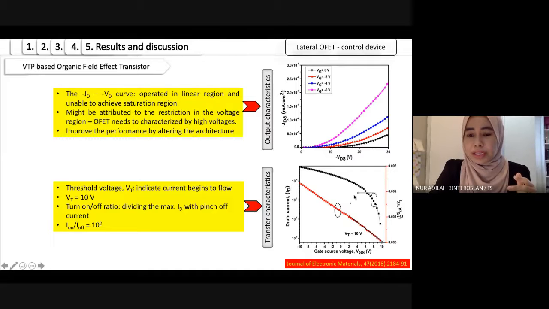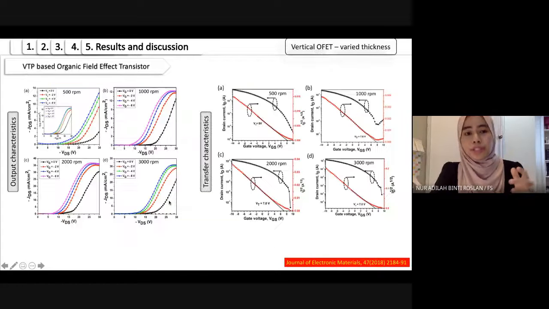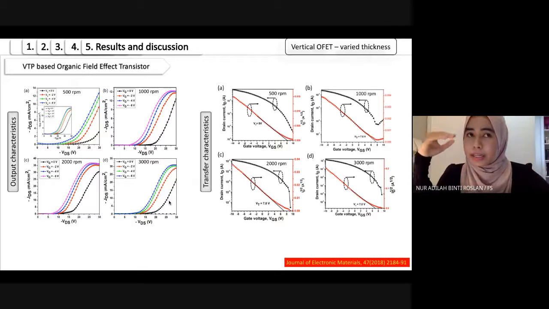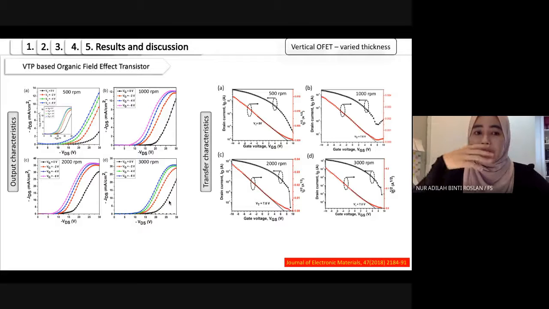And for the turn on-off ratio, you can divide the value of your maximum ID by your pinch-off current to get your turn on-off ratio. Okay, just now I mentioned that in the VOFET, the thickness of the active layer defines my channel length. So I have to optimize the thickness first, in order to see which thickness is the most suitable one for the fabrication of the VOFET.